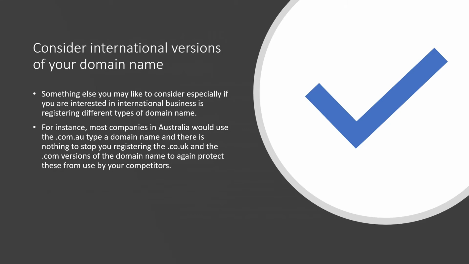Something else you might want to consider is buying up international versions of your domain name. So let's say you've got a specific name that's an unusual name. If you're in Australia, you might want to sign up and get the .com.au version. But you might also want to think about registering maybe the UK version, which is a .co.uk, and the international version, which is a .com. And again, it protects you in the future, as it were.